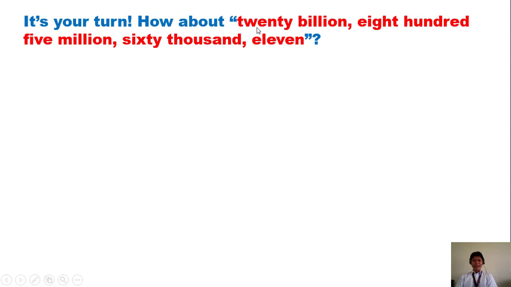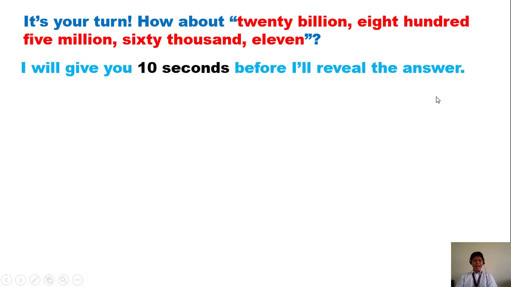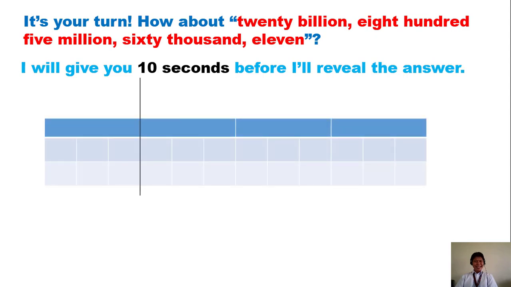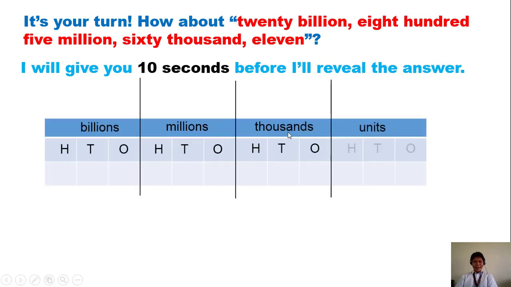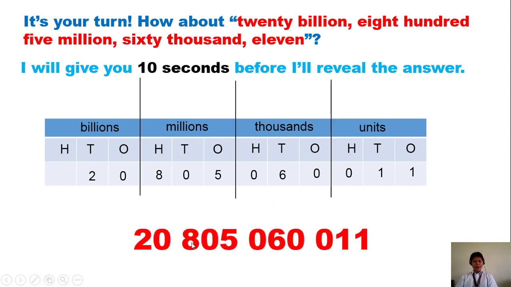It's your turn. How about this one? 20,805,060,011. I will give you 10 seconds before I'll reveal the answer. Or, again, you can just pause the video if you need more time. Start. Okay, so this is the answer. Same process, and then you're going to write 20 billion. We have 20 billion, 800 millions, 805 million rather, and we have 60,000, so this must be 0, and 11, and this should be 0. So it is 20805060011.